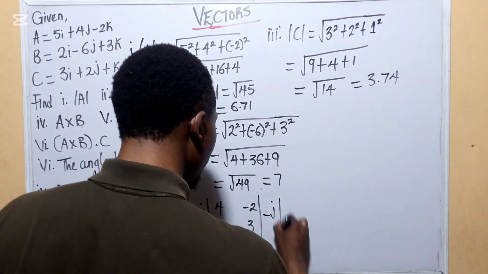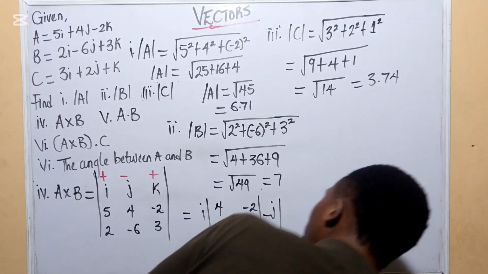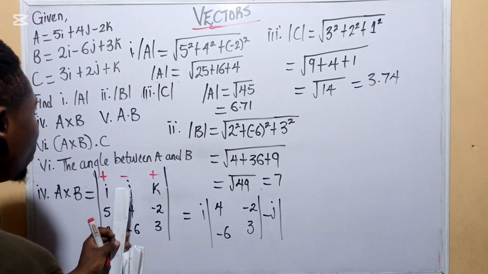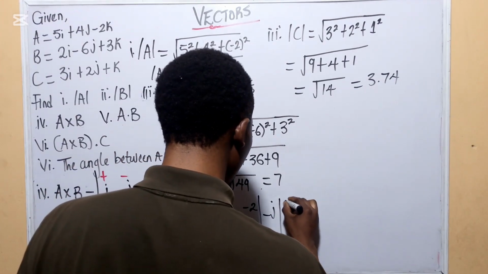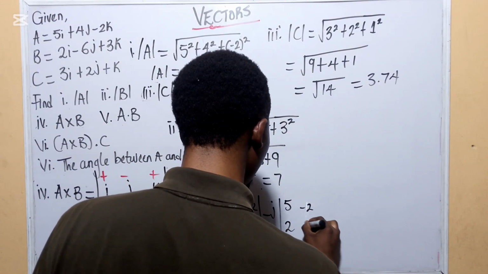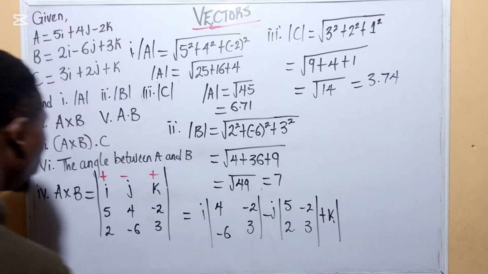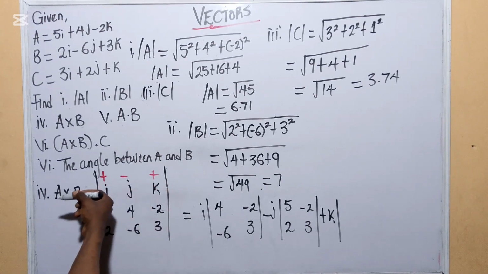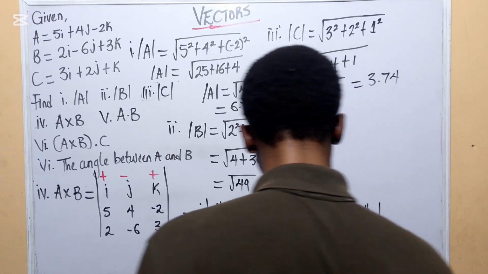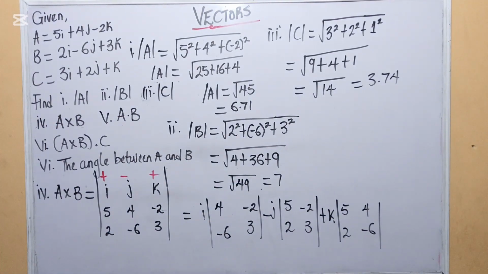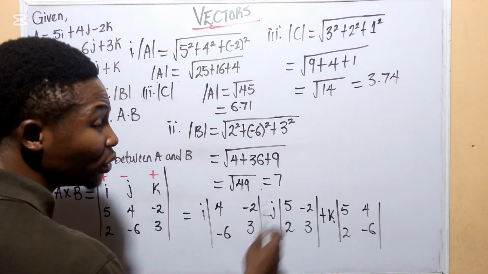Then minus J into, now, neglect what is beneath J and neglect what is by the side. We're going to be left with 5, 2 minus 2, 3. Now the next one is plus k. So this becomes plus k into, neglect what is beneath, and neglect what is by the side. So you're going to be left with 5, 2, 4, minus 6. Now, the next step is that we're going to find the determinant of these 2 by 2 matrices.